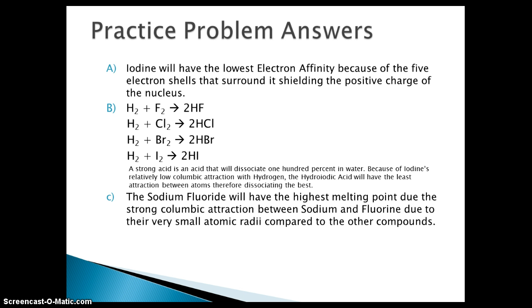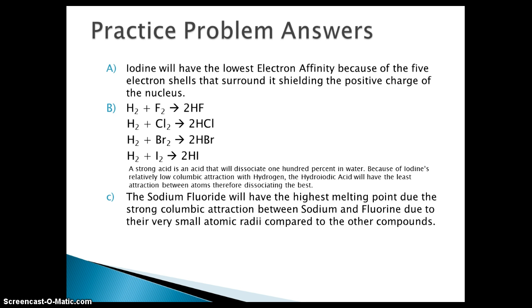Here are the answers to the practice problem. A. Iodine will have the lowest electron affinity because of the 5 electron shells that surround it, shielding the positive charge of the nucleus. B. The reactions are listed below in order.